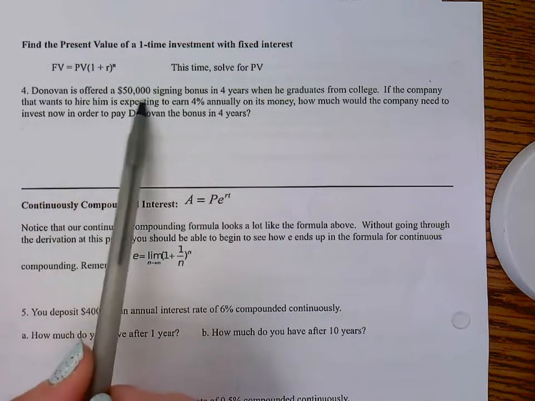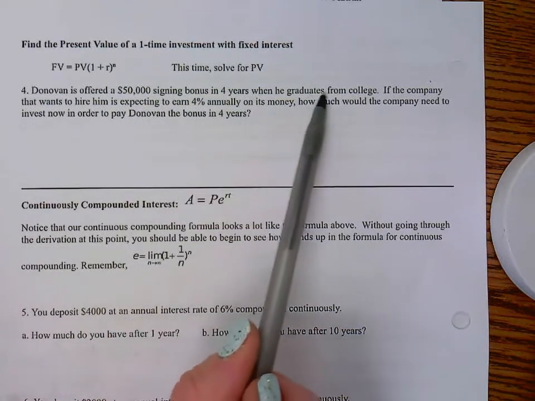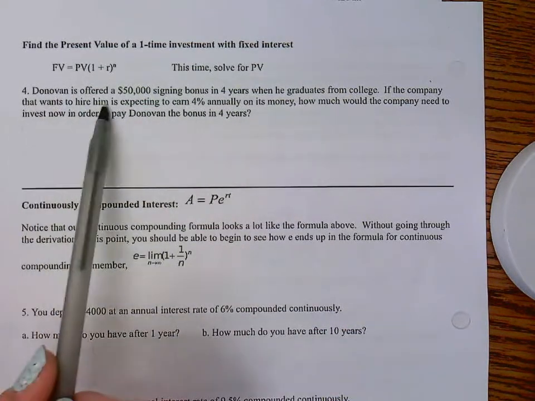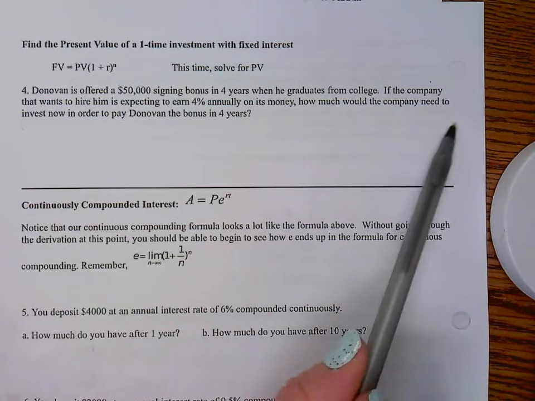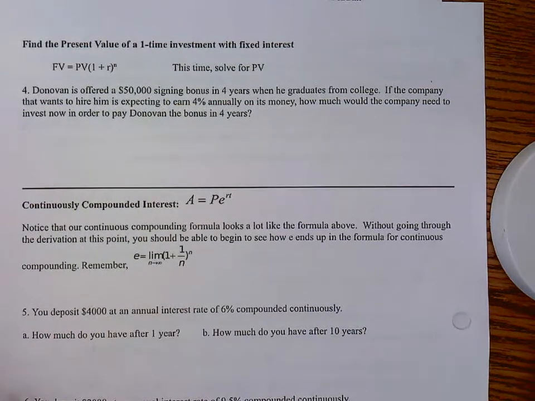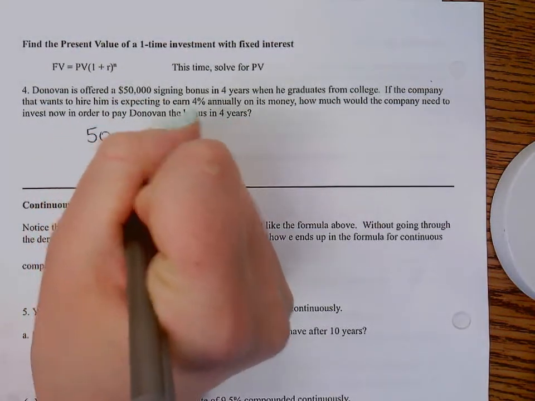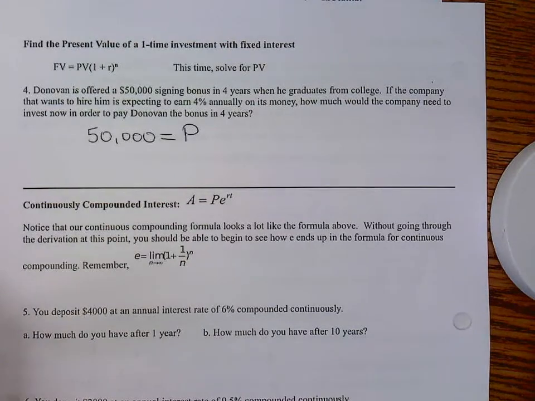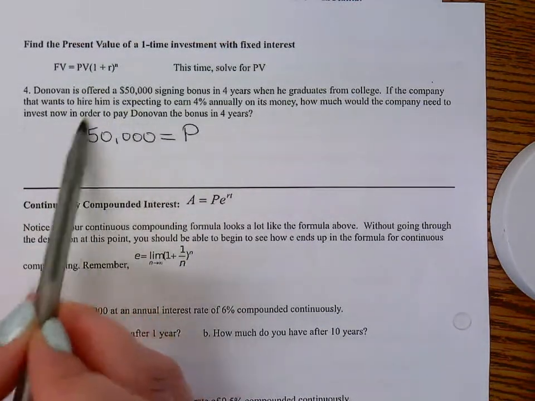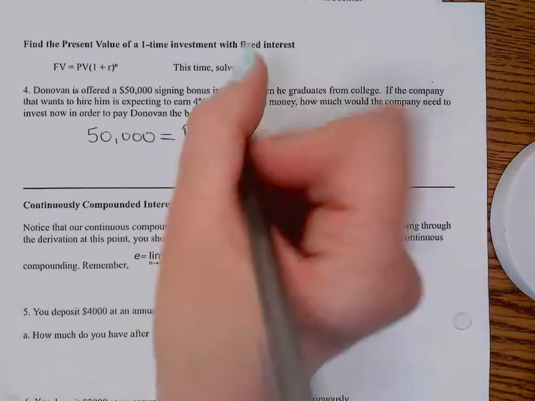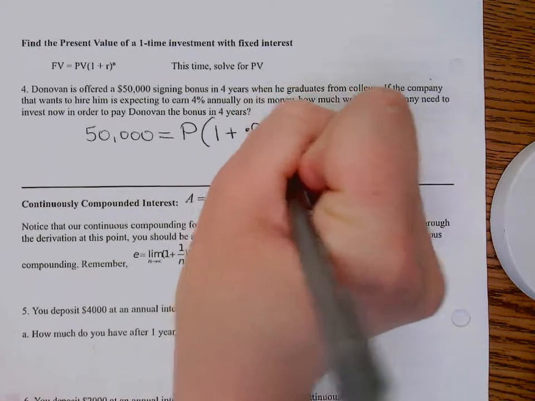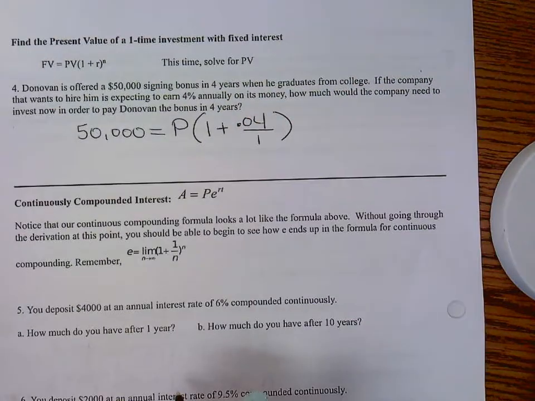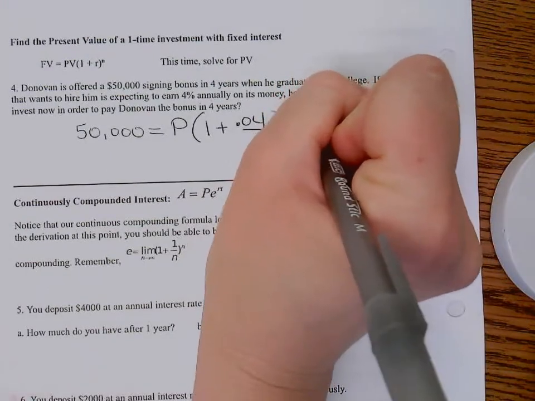So Donovan's offered a $50,000 signing bonus in 4 years when he graduates from college. If the company that wants to hire him is expecting to earn 4% annual on its money, how much should the company invest now so that they can pay him his signing bonus in 4 years? So we're solving for our P-value. So we do not know how much to invest in the bank, but we know that we owe him $50,000 in 4 years. So we're going to fill in the rest of the equation. We get 4% annually on its money. And so we need 4 years, 1 times 4.